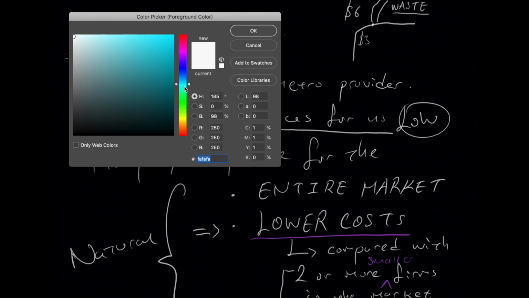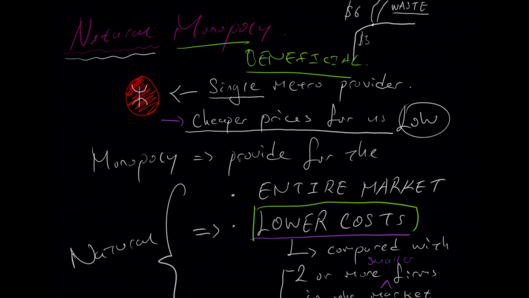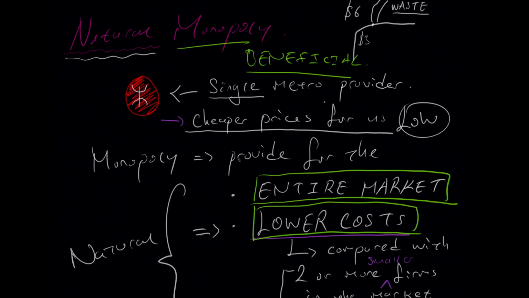let's change to another color. I'll do green. Natural monopolies are beneficial to society because of lower costs, right? And not just lower costs, but lower costs for the entire market, and hence two or more firms would be higher cost. Two or more firms would simply use more resources and would not be beneficial to the economy and to society because consumers would be facing higher costs. And so when you see natural monopolies like that of the MTR, it is usually beneficial.